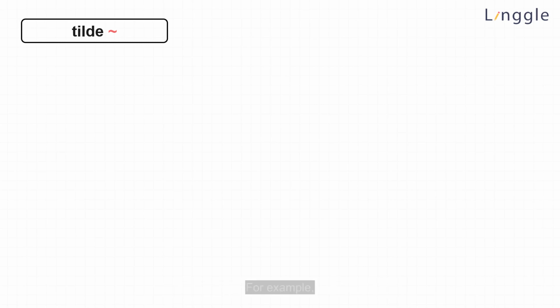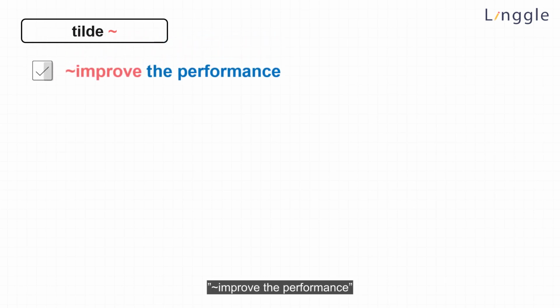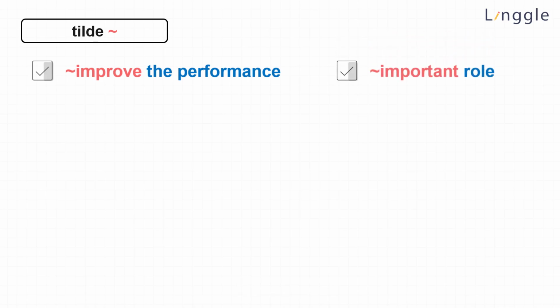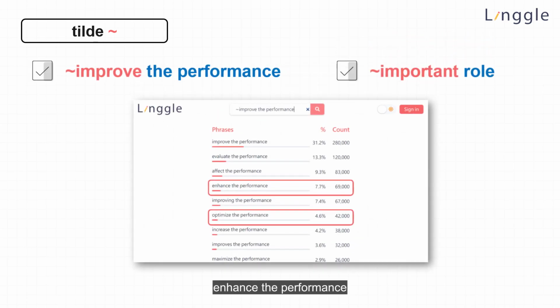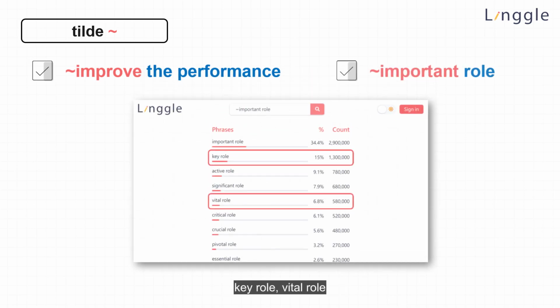For example, the following examples of tilde improve the performance and tilde important: role, enhance the performance, optimize the performance, key role, vital role. By using tilde, we can easily find some synonyms. This will provide us more alternative words to use during the writing process.